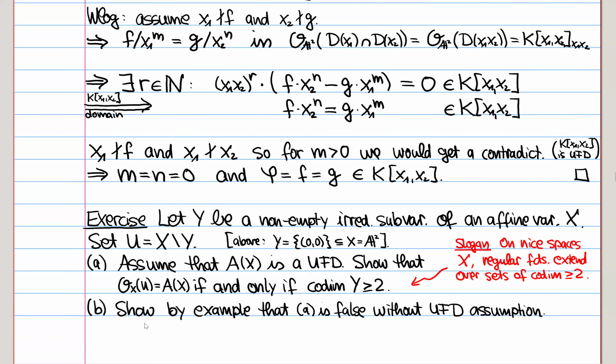And part B, well, you try to come up with an example where A is false without the UFD assumption. So in particular, you need an X such that A(X) is not a UFD, and you might go back in the lecture and see if something comes up. Okay, so that was showing that regular functions extend over sets of codimension at least 2, at least on spaces which are nice enough.